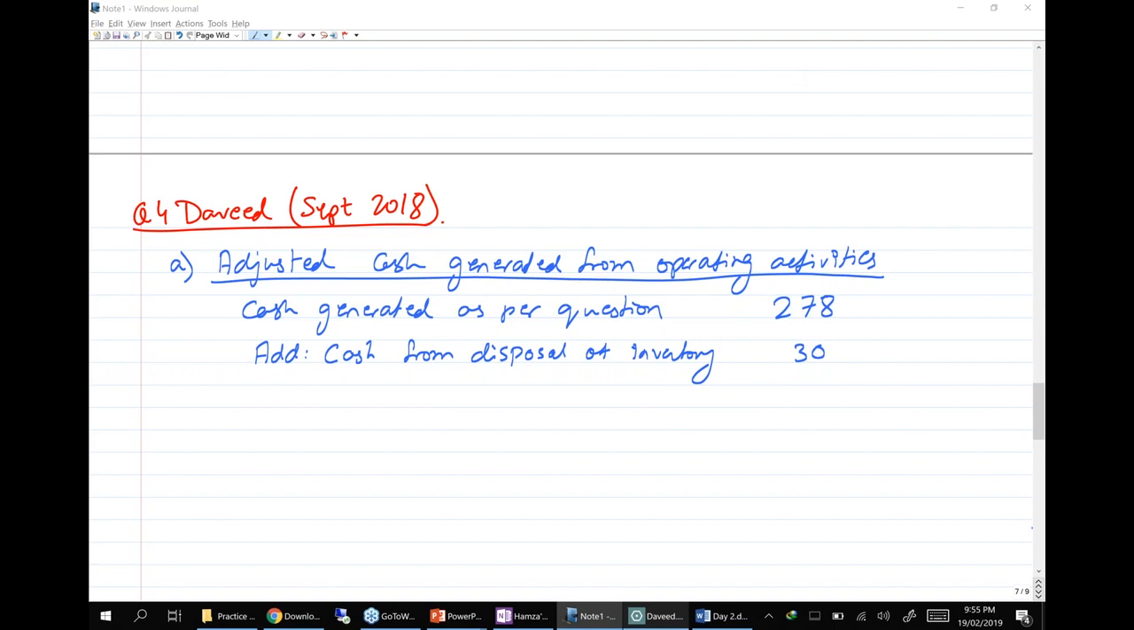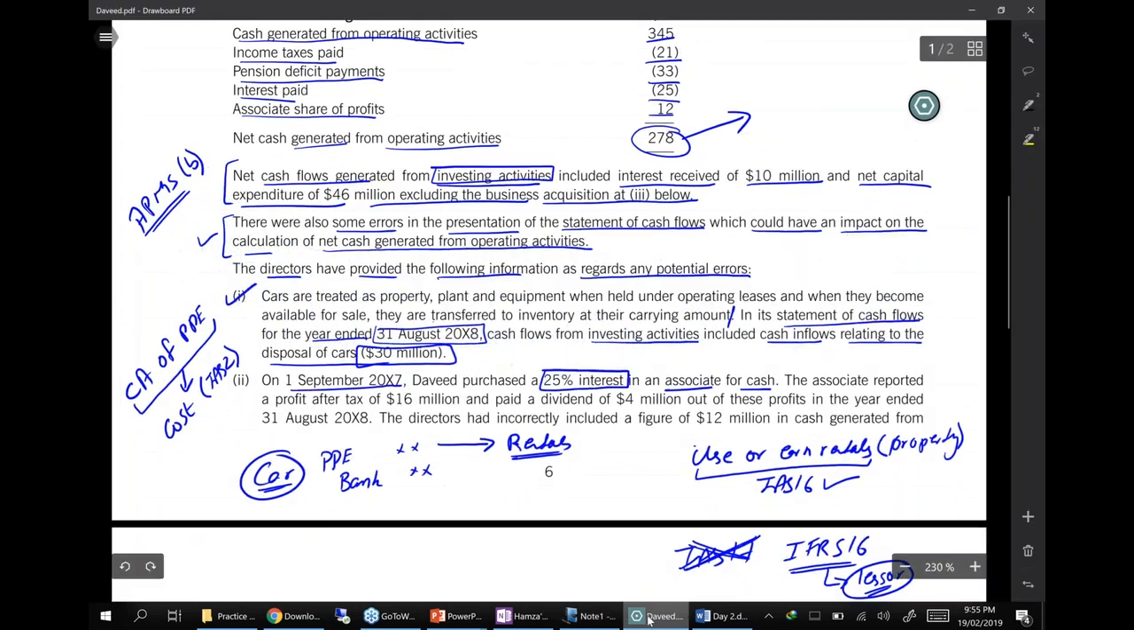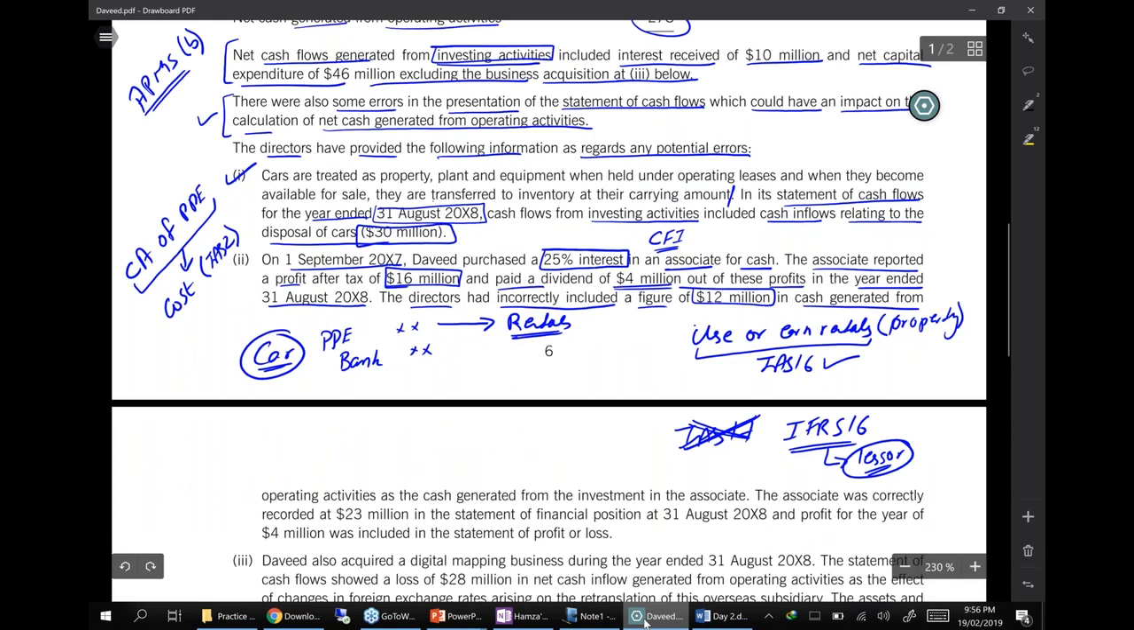The second adjustment says that on 1st September 2007, David purchased a 25% interest in an associate for cash. So purchasing an associate is a cash flow from investing activity. The associate reported a profit after tax of $16 million and paid a dividend of $4 million. Out of these profits in the year ended 31st August 2008, the directors had incorrectly included a figure of $12 million in the cash generated from operating activities as the cash generated from investment in associate. So this is an error: the question has included $12 million of cash, although the dividend paid by the associate was $4 million, and our share of 25% was $1 million. Even this $1 million should be taken to the cash flow from investing activities.